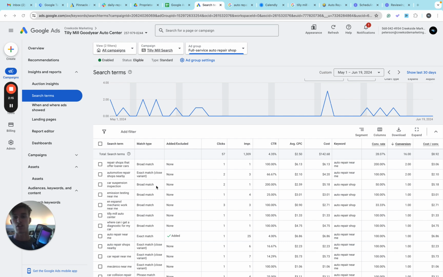So let's say, for example, we wanted to add car suspension inspection. See how the match type is broad match? That means we don't have a keyword inside our current ad group that lines up very well with this. So if we see right here, auto repair shop is the one that triggered car suspension inspection. You can see how that is a broad match of this search term. So if this had 2+ conversions, we would want to add car suspension inspection as a keyword to our ad group.